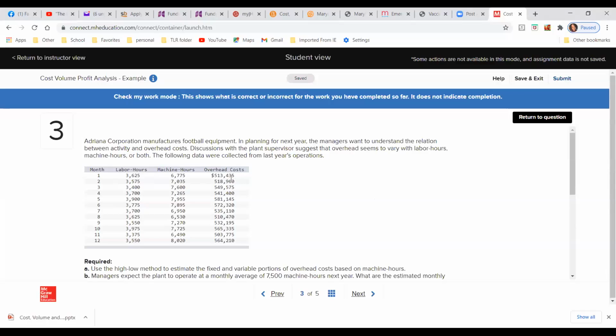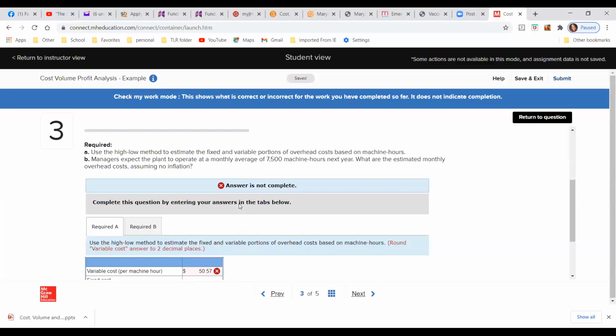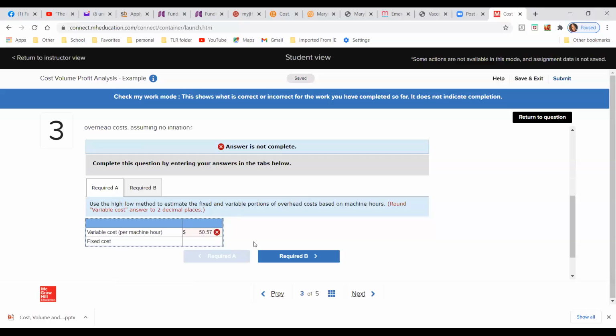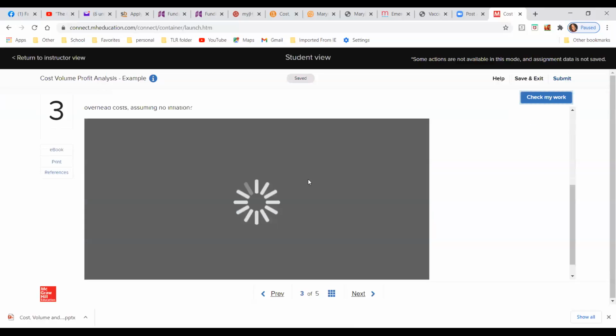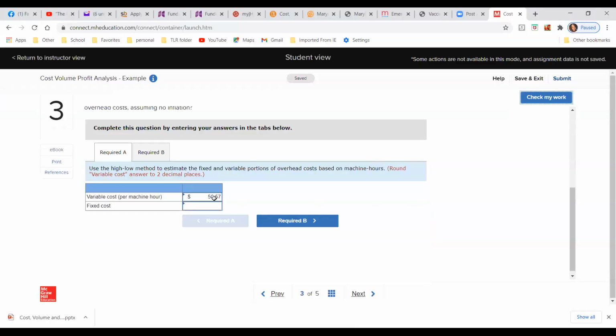Use our high-low. Wonder why I didn't. I think your rounding is off. I think so too, but I can't seem to get it right. I'm going to do it again. Go back to your spreadsheet. Yeah, and let me see it. I'm looking at $50.56. Look at that.